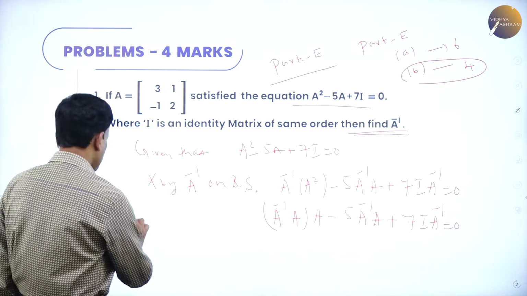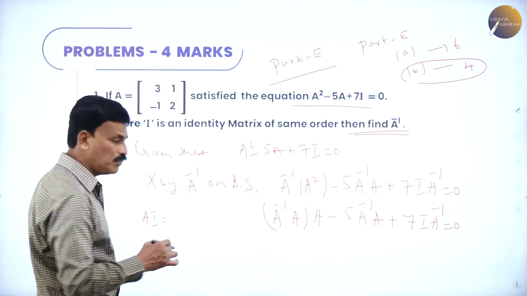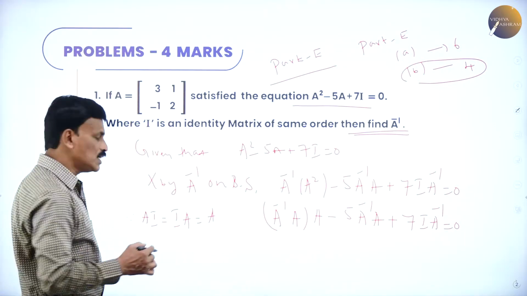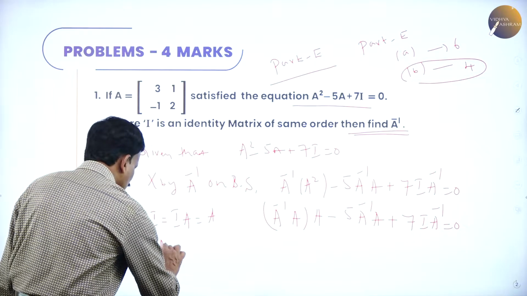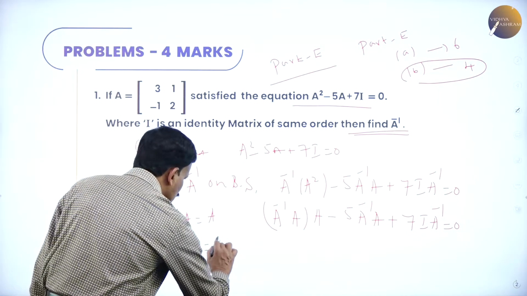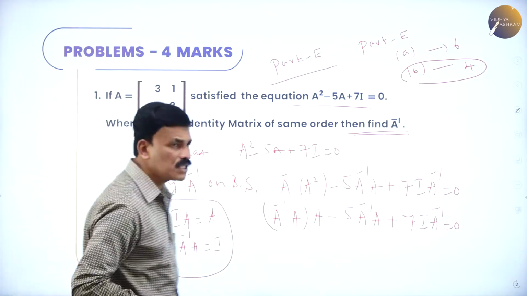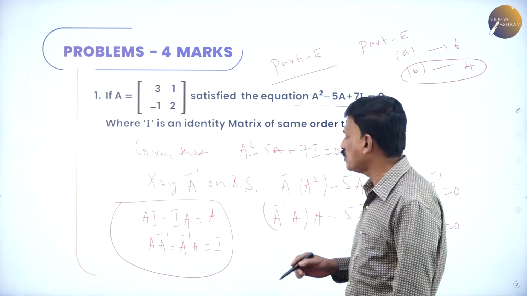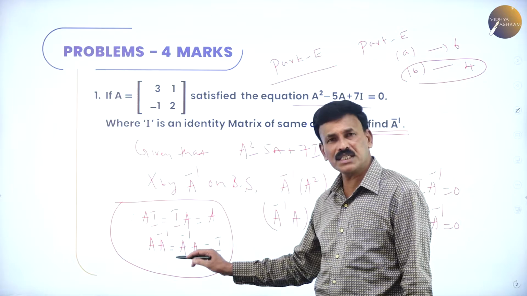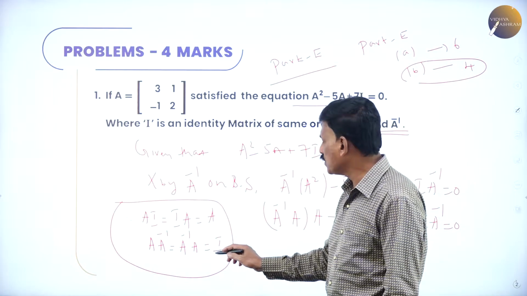Okay, we know the property: any matrix into an identity matrix, or an identity matrix into any matrix, is equal to the same matrix. Similarly, a matrix into its inverse, or A inverse into A, is also equal to an identity matrix. This is a very important concept. So what are these concepts? A into I or I into A is equal to A. If you multiply any matrix with an identity matrix, we will get the same matrix. If you multiply a matrix and its inverse, you will get an identity matrix. A inverse A is equal to I.